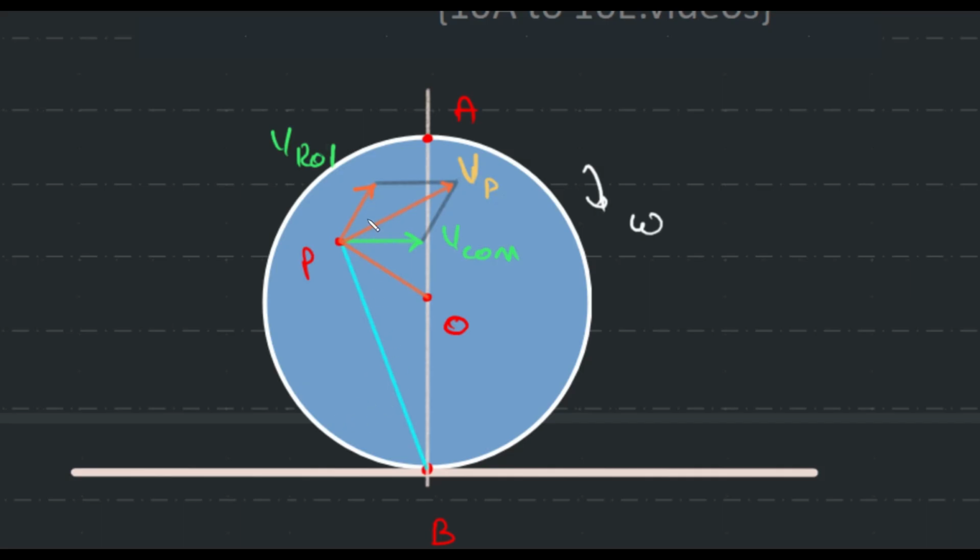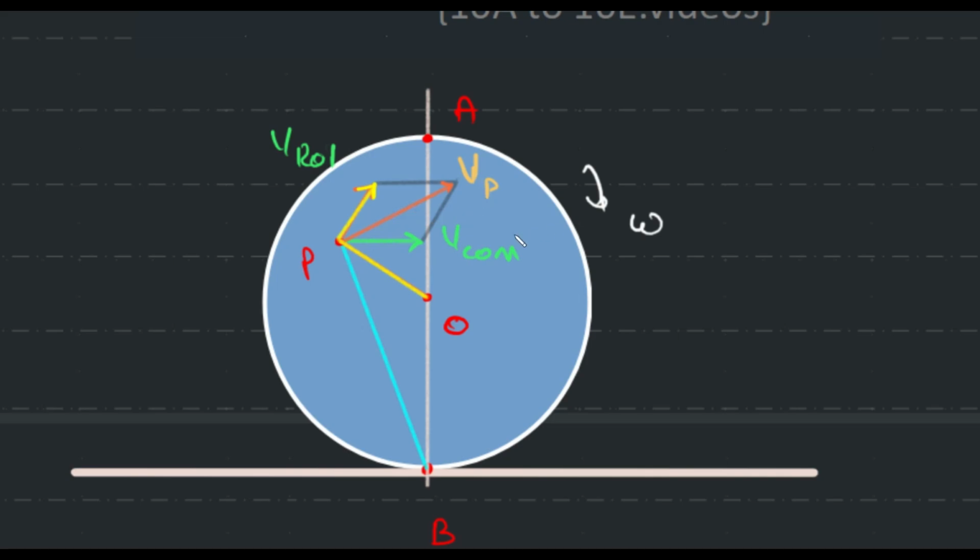Again, let me slow down a bit. Let me actually change the color also. Yeah, that would be better. And this is related to this actually. Again, this is because of pure rolling. So guys, let me go back to the starting video.